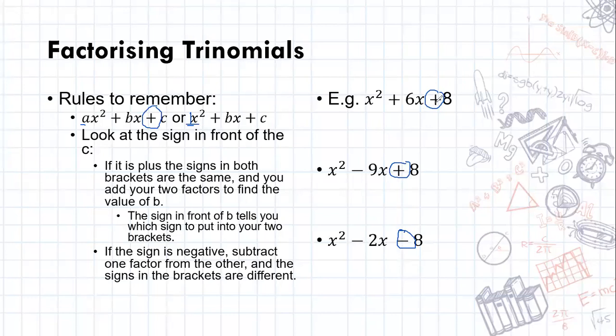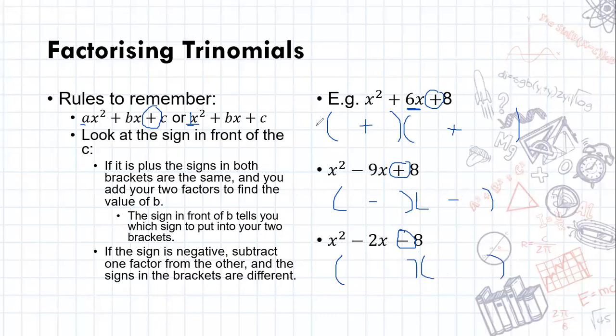When the sign in front of the c is a positive, then we know that our brackets have the same signs. Here and here, our brackets have the same signs. How do we know which sign? Well, we look at the sign in front of our b value, the thing attached to the x. Here it's plus, and in this example, it is minus. So both brackets have a minus sign. When your c value is a negative, then your signs are different. And I'll explain how to do that in a second.